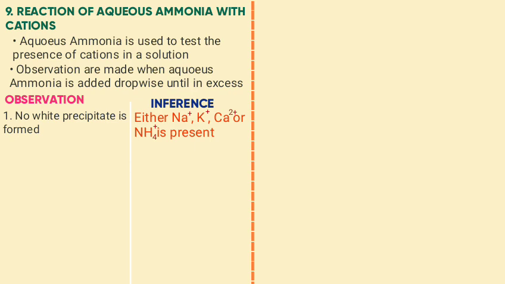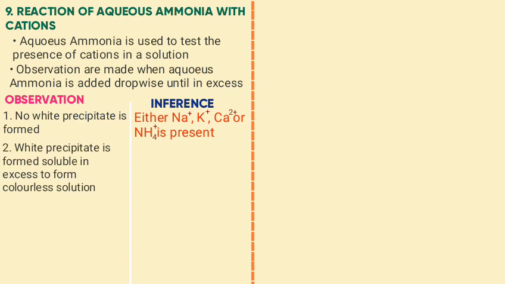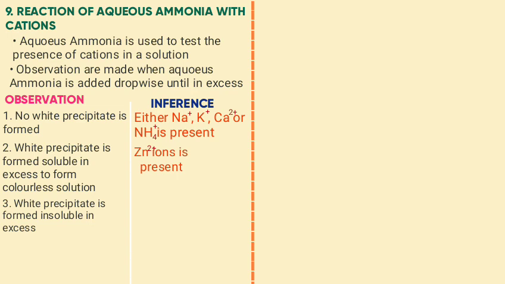The next observation is a white precipitate formed that is soluble in excess to form a colourless solution. Cation possibly present is zinc ions. Now, the next observation is a white precipitate formed that is insoluble in excess. The cations possibly present are lead ions, aluminium ions, or magnesium ions.